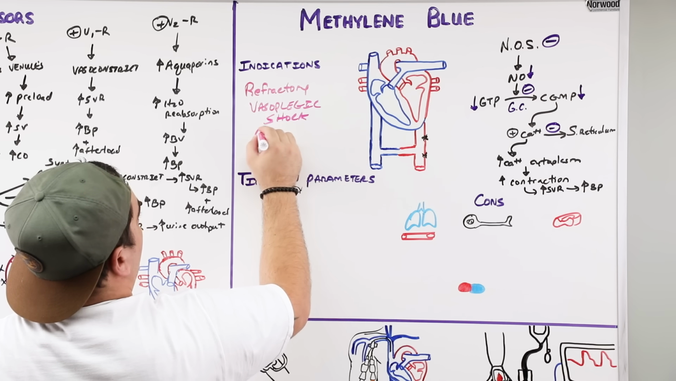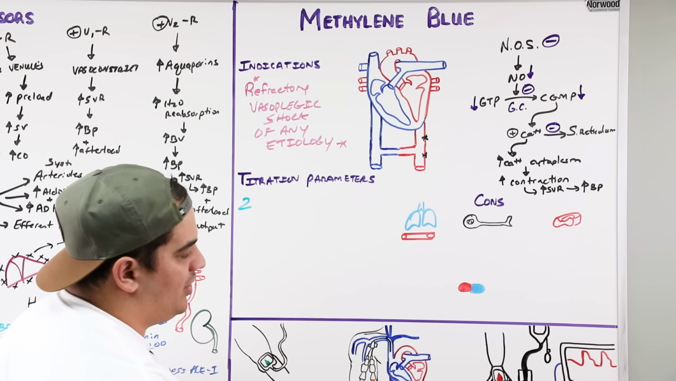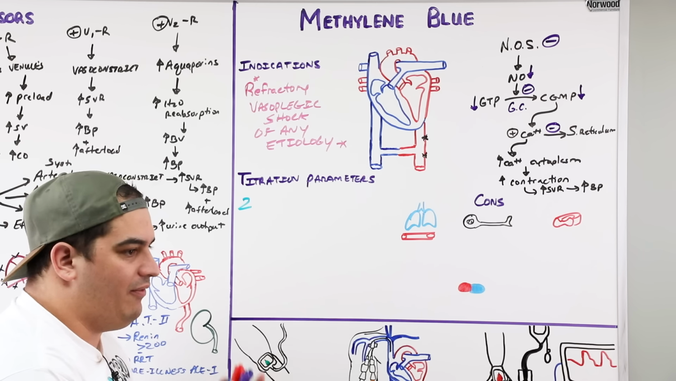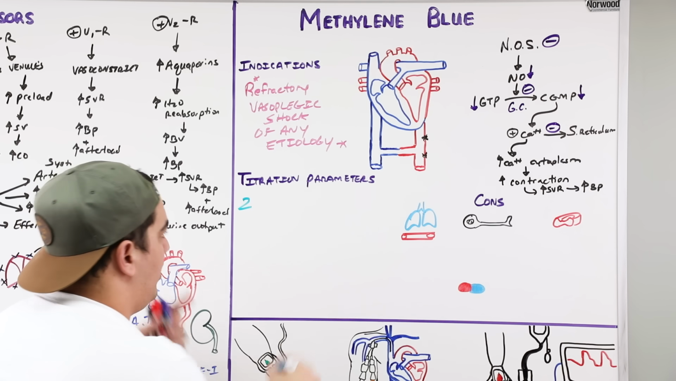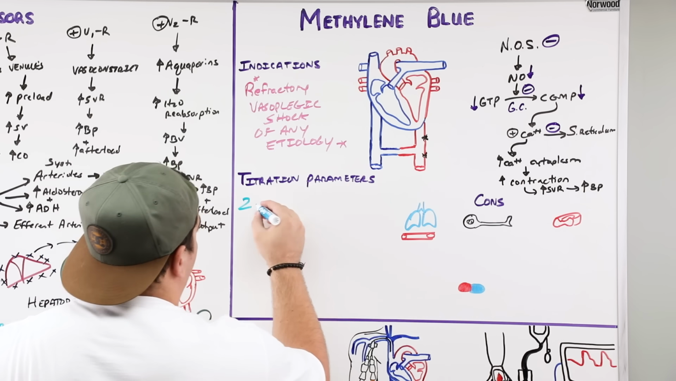Now, how do we titrate this drug? This drug is very interesting. Generally, we base it upon its response. If it works, good, let's try to keep using it. If it doesn't, we're not going to use it. We'll try something else. So what we do is, I don't want you guys to focus too much on dosages, okay, because it varies from institution to institution. But generally what you do is you give 2 milligrams per kilogram of the methylene blue and you look at the response.